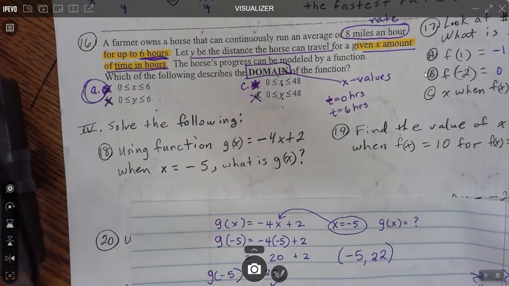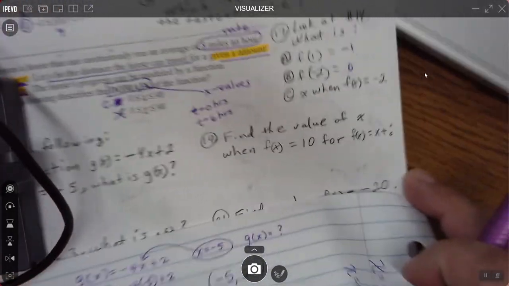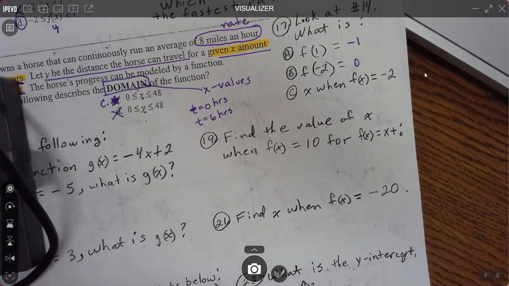Okay. Please make sure that you know how to do these problems. You should not be surprised when you see them on the test. All right.